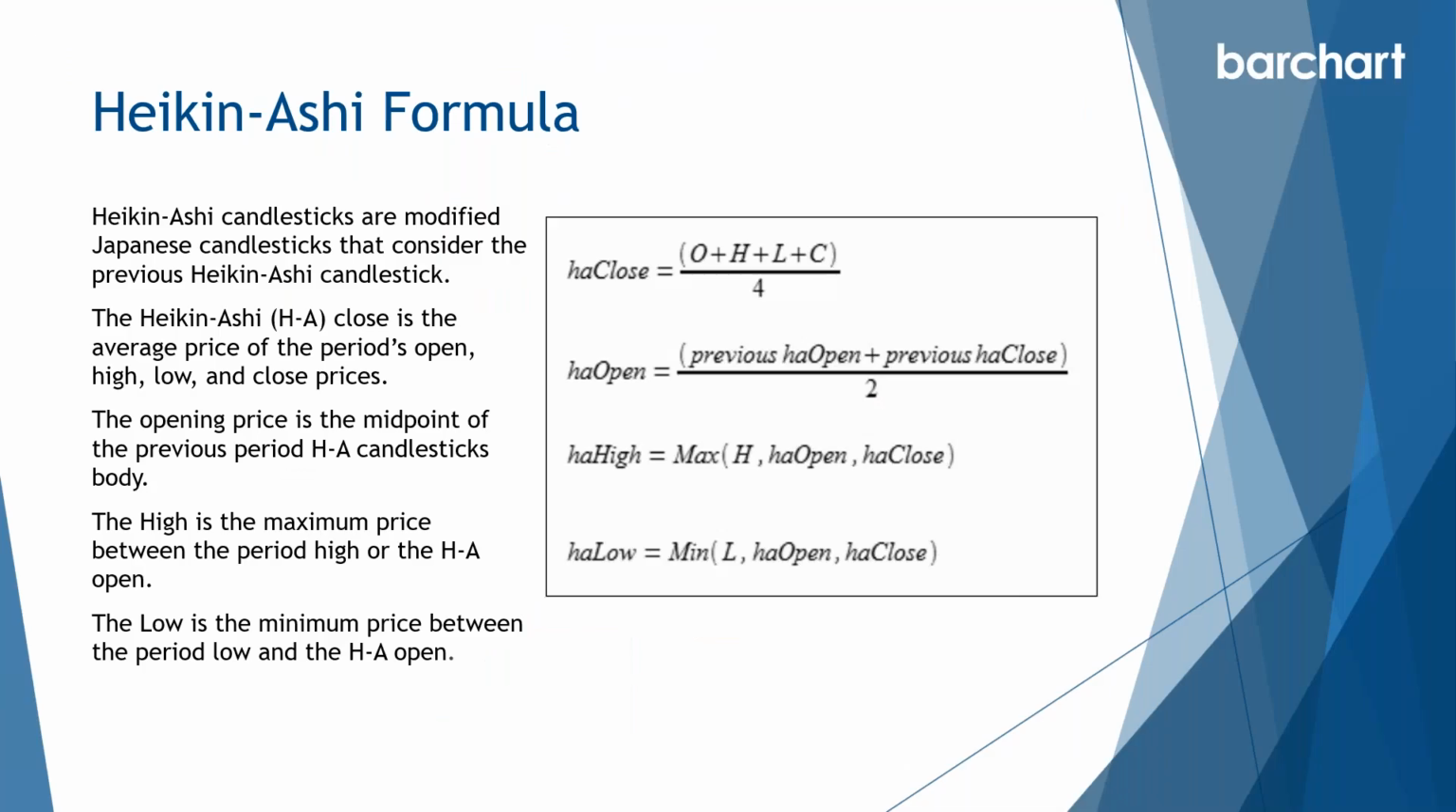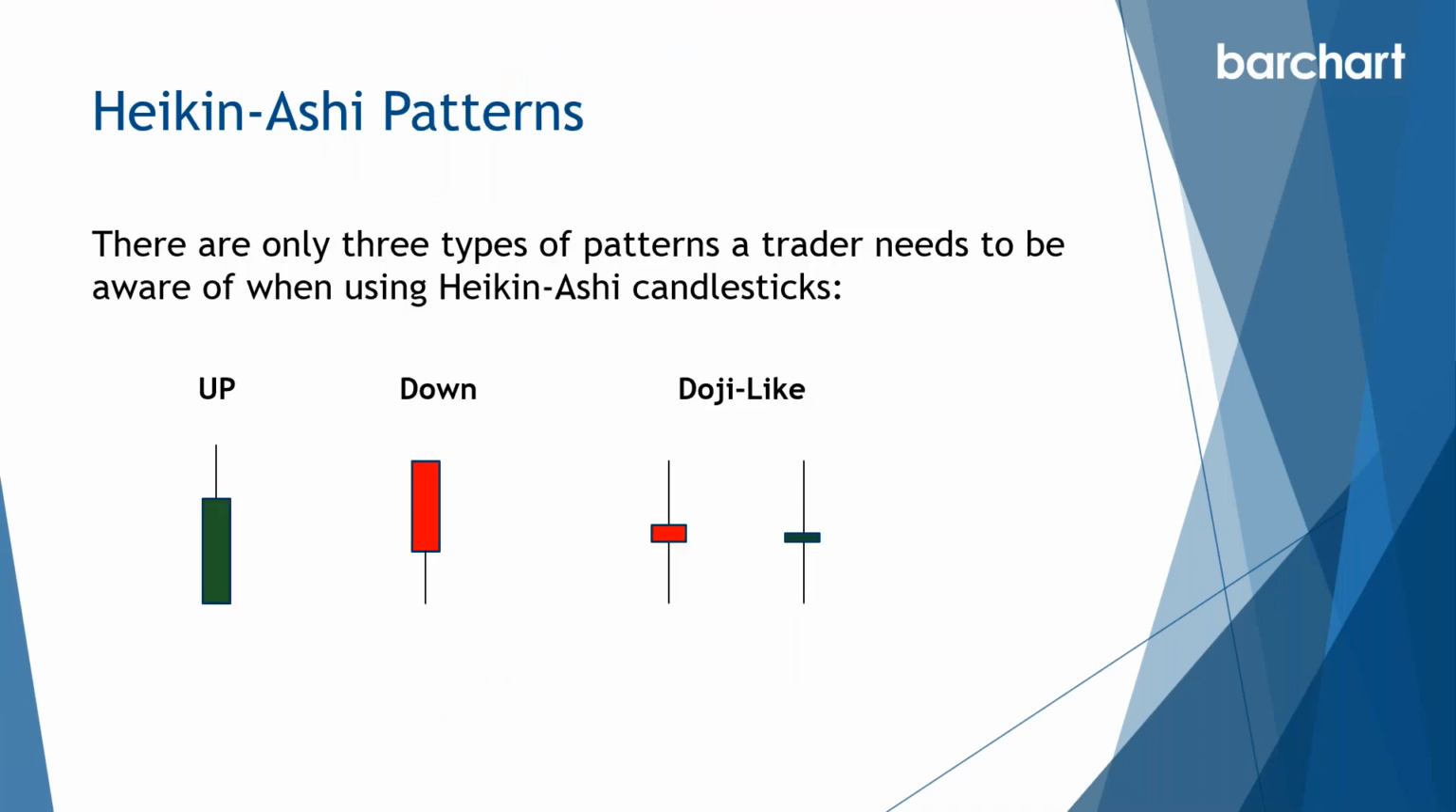Now, there are only 3 types of candles that we really need to understand, although there might be variations of size in their bodies, in their shadows. There's just 3 basic candles that we're going to pay attention to. An up candle, which is represented here by the green one, a down candle, which is represented by the red candle, and then we're going to look at something called doji-like candles.